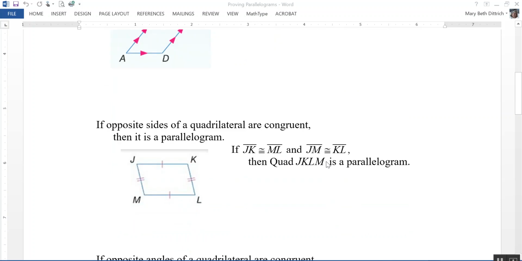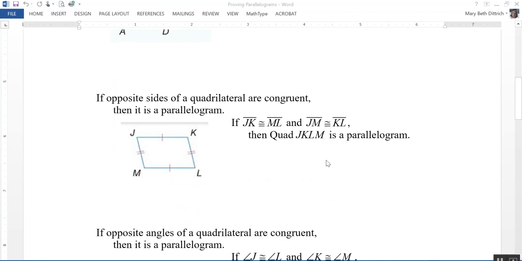Here are several more. If the opposite sides of a quadrilateral are congruent, then it is a parallelogram. So if JK is congruent to ML and JM is congruent to KL, then quadrilateral JKLM is a parallelogram.